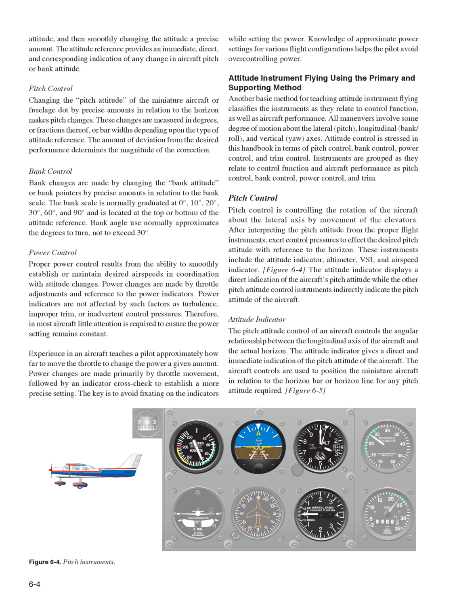Attitude indicator. The pitch attitude control of an aircraft controls the angular relationship between the longitudinal axis of the aircraft and the actual horizon. The attitude indicator gives a direct and immediate indication of the pitch attitude of the aircraft. The aircraft controls are used to position the miniature aircraft in relation to the horizon bar or horizon line for any pitch attitude required. Figure 6.5.